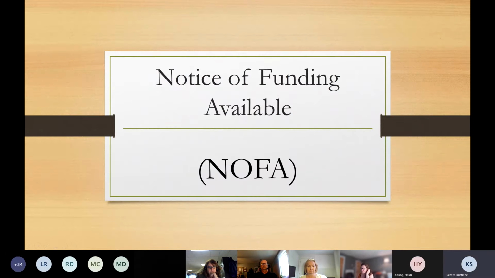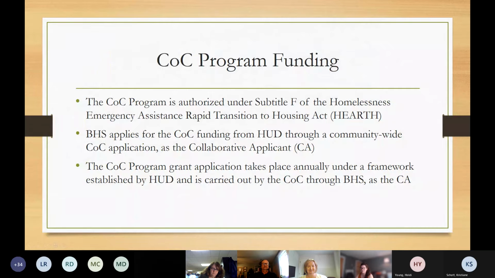Next, I'm going to talk about NOFA, which is Notice of Funding Available, and I'm hopefully going to make somebody giggle. HUD is changing the name of the Notice of Funding Available to Notice of Funding Opportunity. So it will be from here on out, starting with FY 2020, called the NOFO. But I will continue to call it the NOFA. CoC program funding is authorized under subtitle F of the Homelessness Emergency Assistance Rapid Transition to Housing Act, which is called HEARTH.